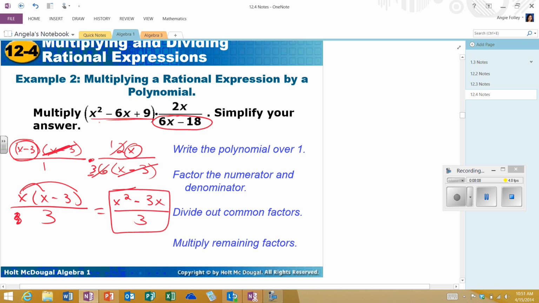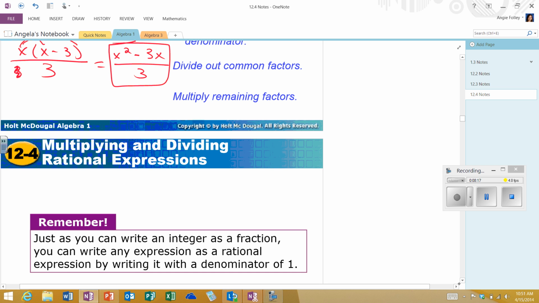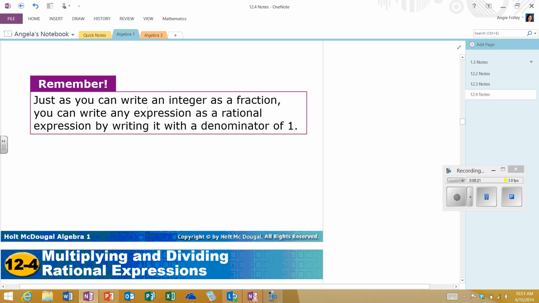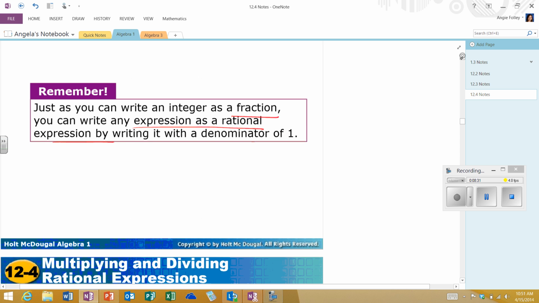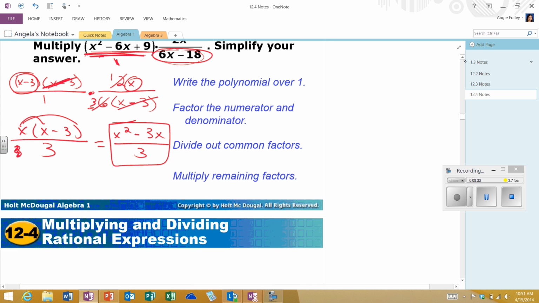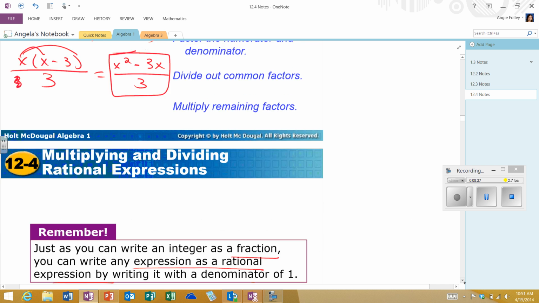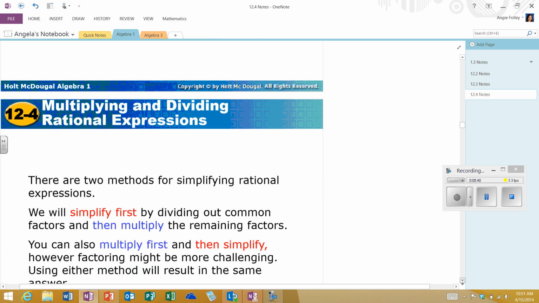So just to review here, we factored this and stuck it over 1. This I pulled out a 6, and then I'm just canceling things that I can simplify to make life easier. Just remember, just as you can write an integer as a fraction, you can write any expression as a rational expression by just making the denominator 1, like I just did in that last one. Even though this was not a rational expression up here, I just put it over 1. So I can put anything over 1 if I want when I'm multiplying.